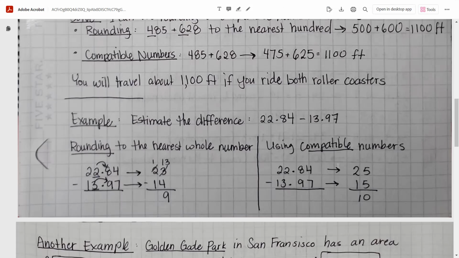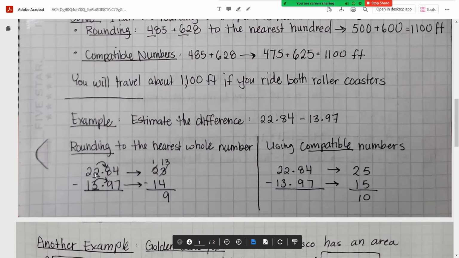My next example says estimate the difference: 22 and 84 hundredths minus 13 and 97 hundredths. So if I'm going to round to the nearest whole number, that means I'm going to look at the ones place. That's going to be my rounding place. And then I'm going to look to the first spot to the right of the decimal point, which is my tenths place. That 8 tells me that the 22 is going to be closer to 23. In the 13, that 9 tells me that the 13 is going to be closer to 14 than it is to round down back down to 13. So 23 take away 14 is going to equal 9.